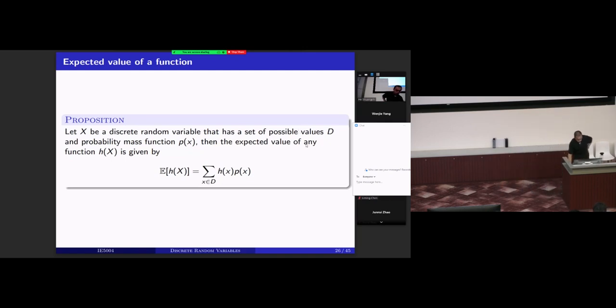The idea actually is pretty straightforward. We take a summation over all possible values this random variable X can take, and for each possible value, we evaluate this function h at that value. And then this result should be weighted by the corresponding probability, right? So this weighted sum is the expected value of a function of a random variable.